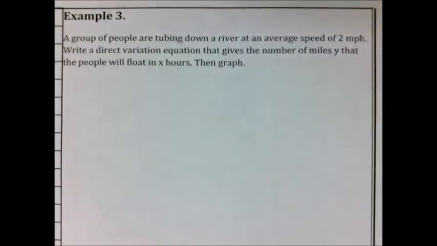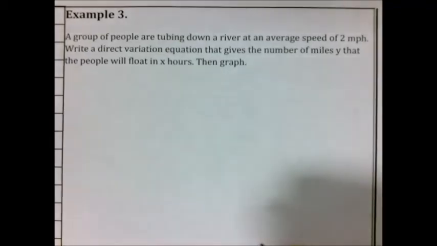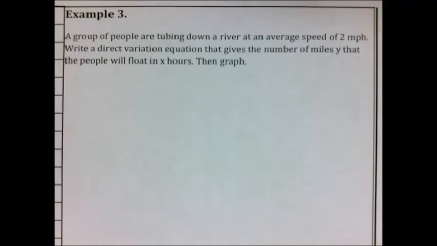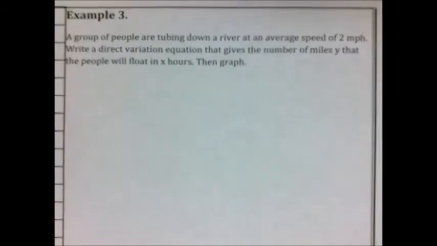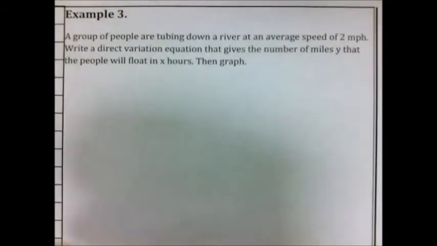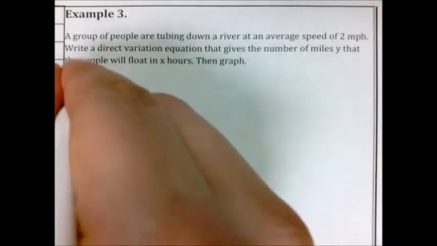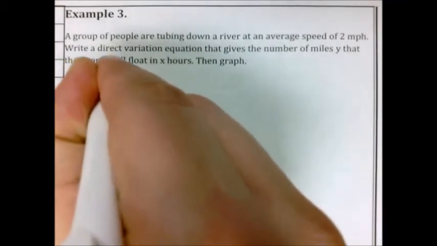All right, example 3 is a word problem. It says a group of people are tubing down a river at an average speed of 2 miles per hour. Write a direct variation equation that gives the number of miles y that the people will float in x hours. Then graph. Okay. The very first thing that I would do in this kind of situation is to create a table. Okay. So we've got time in hours, right?